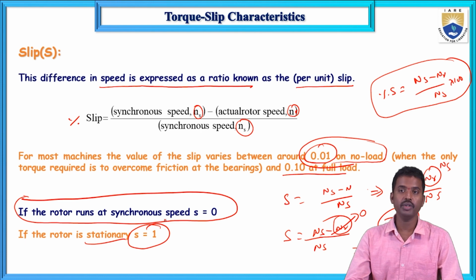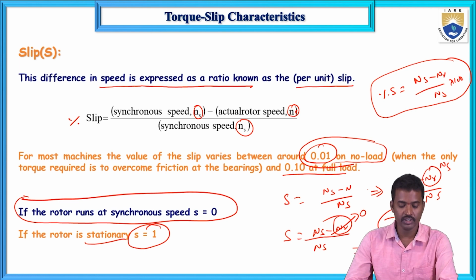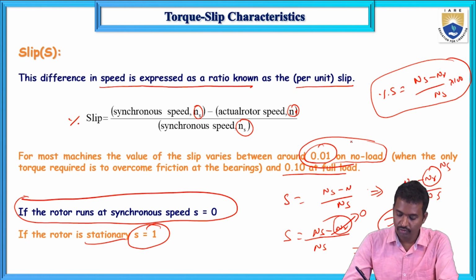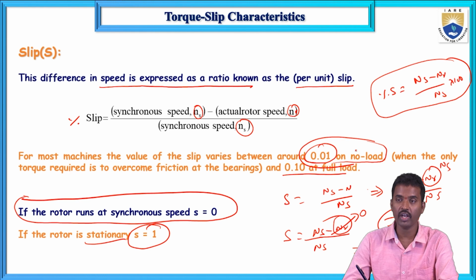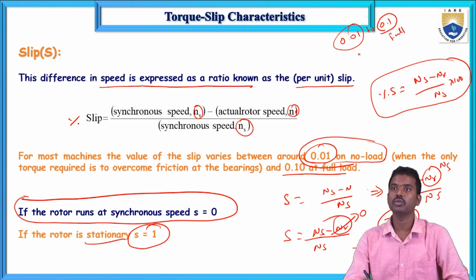Now the slip value is always between 0 and 1 in case of an induction motor. If it is greater than 1 or less than 0, I will explain that in the torque slip characteristic, for the braking condition and induction generator. From no load to full load, the value ranges between 0.01 and 0.1. This is for full load and this is for no load.